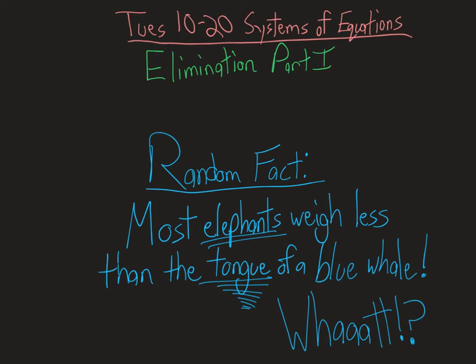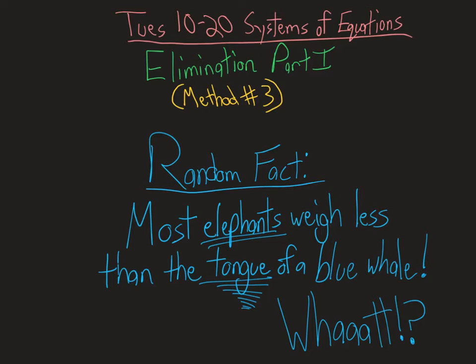All right, guys, let's dive in here. We're learning our third way to solve systems of equations today. It's called elimination. That means there are three different methods you are learning and can use. Method number one, we had graphing. Method number two, substitution. And now we're going to look at method three, elimination.